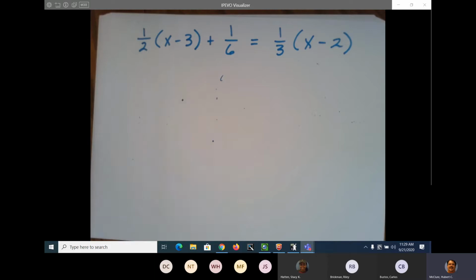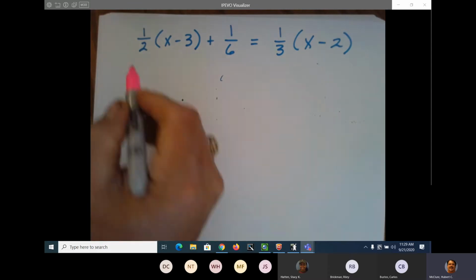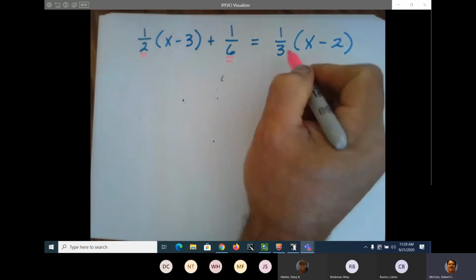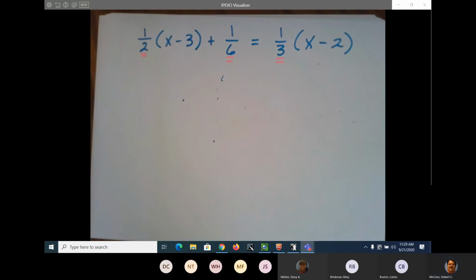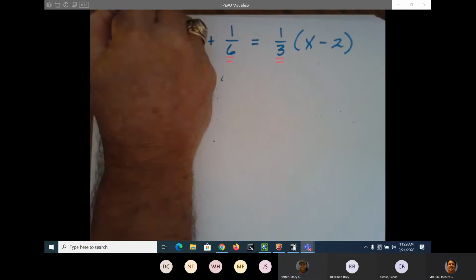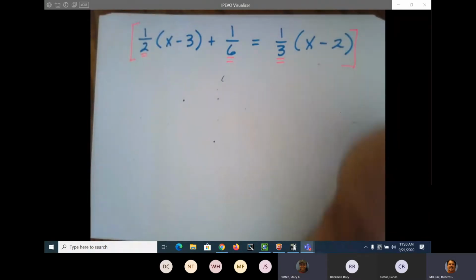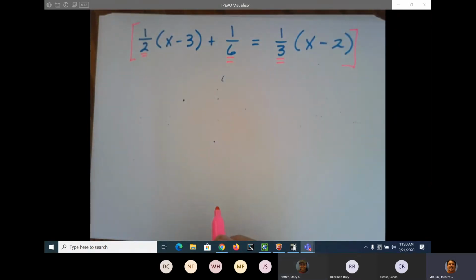Clear the fraction by multiplying through by the common denominator. What is the common denominator of 2, 6, and 3? 6. Good job. Now, of course, if you didn't know the common denominator, you would use your, what chapter were we in? I don't forget what chapter, 5. You would use 5.1 to find your least common denominator.